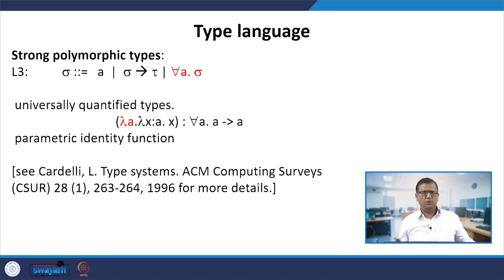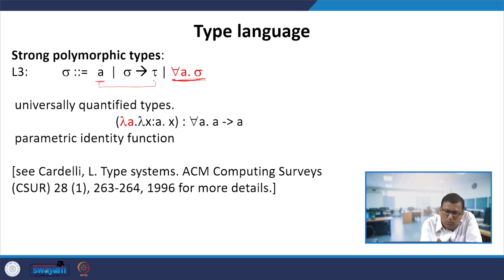Now, we move on to the strong polymorphic types. The addition here is, it is L2, and now we have added this part. For all quantification was not there in L2, now we have for all quantification. So, for all A, where A is a type variable. As before, this part is the same as L2. Now, this part is added here, and we are saying for all A dot sigma. This is called universally quantified types.